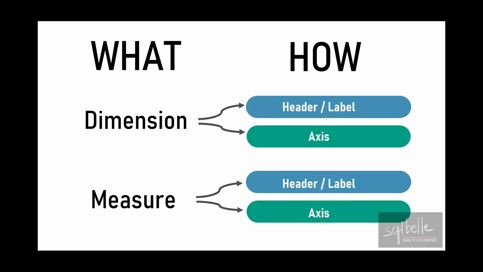Again, what's important to understand is your dimension is what the data is all about. You can choose to display it as a header or a label, or as an axis. Your measure, you can display it as a header or label as well, or as an axis. It really depends on the visualization that you're trying to create. So let's jump into Tableau and take a look at what these all mean.